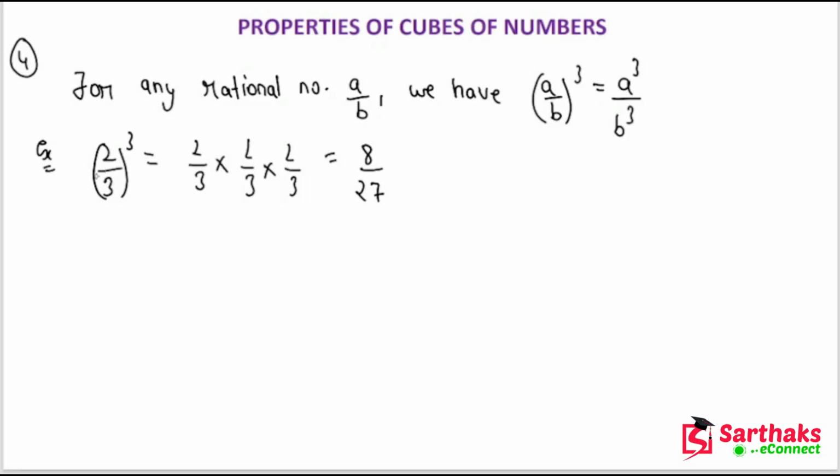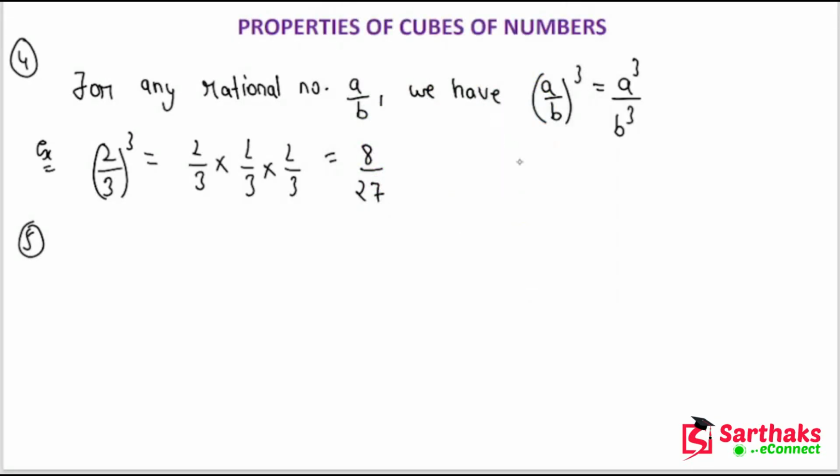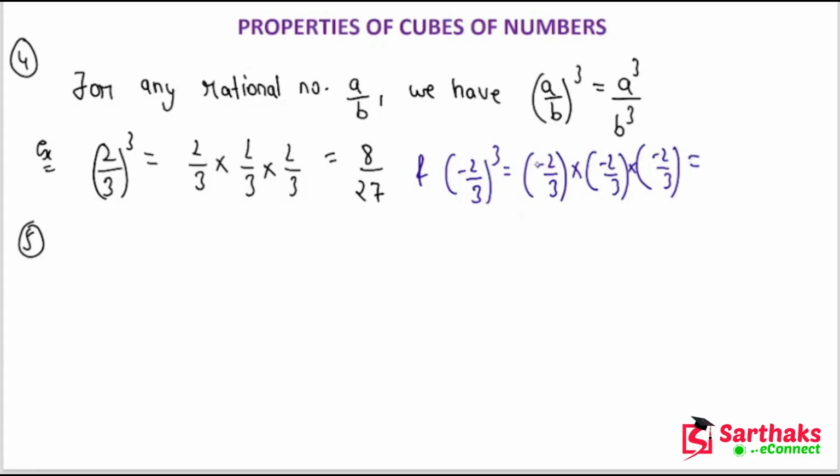Similarly, this property also holds for negative numbers. Let us talk about negative also before writing the next property. For example, if you calculate minus 2 upon 3 cube, what you are actually doing is minus 2 by 3 into minus 2 by 3 into minus 2 upon 3, which will eventually be minus 8 upon 27. Right.